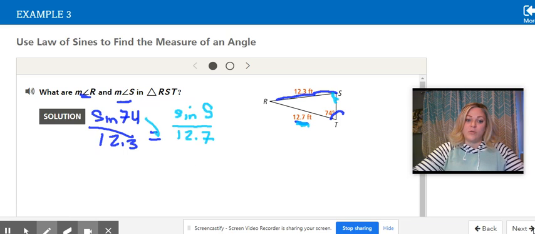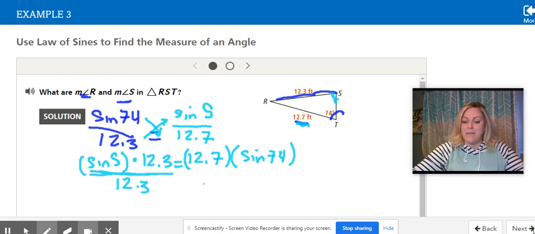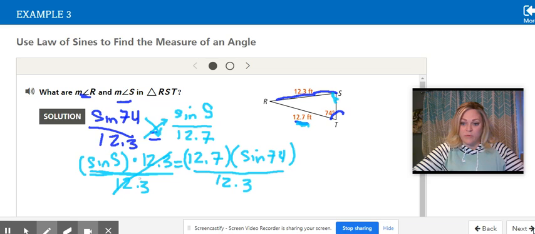Set it up, cross multiply, and I'm going to have sine S, keep that together, times 12.3 should equal 12.7, I'll put these both in parentheses actually, times sine 74. I'm going to get S by itself, so I'm going to divide both sides. Instead of dividing it by the sine, I'm going to divide it by 12.3. We haven't done that yet, but the algebra stays the same. You have to get the variable by itself, and in this case, that means dividing by that constant, 12.3.